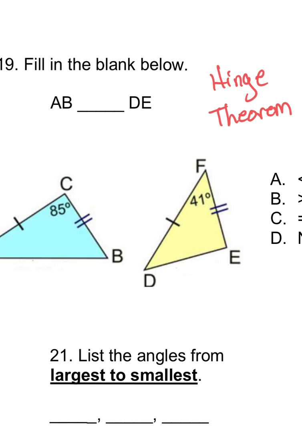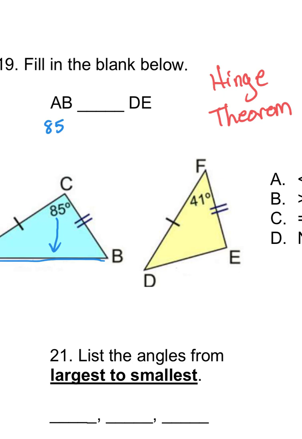Number 19. So this one talks about hinge theorem. This one's using hinge theorem. It says fill in the blank below. So we have AB. AB is this side here. And the angle across from AB is 85 degrees. So I'm going to just put 85 below here.